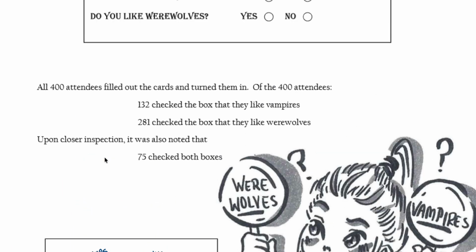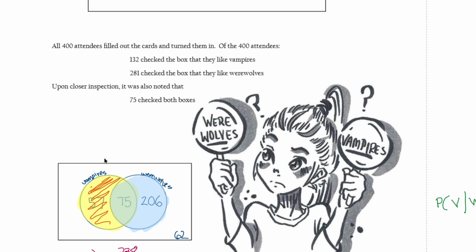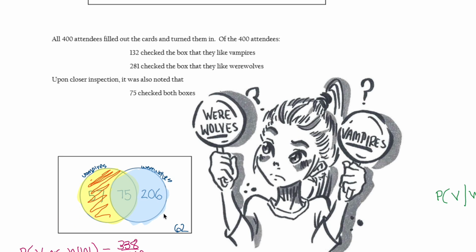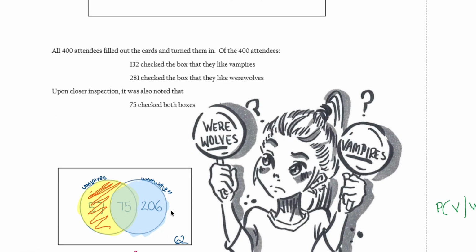What we want to do is use the Venn diagram to find different probabilities. So if we want to draw a Venn diagram for this, there are a total of 400 attendees, and 132 checked the box that they like vampires. So 57 plus 75 will be 132. They checked both, so 75 will go in the middle. For the regions on the left and right, we use 132 minus 75, which gives 57 here, and 281 minus 75, which gives 206 here.